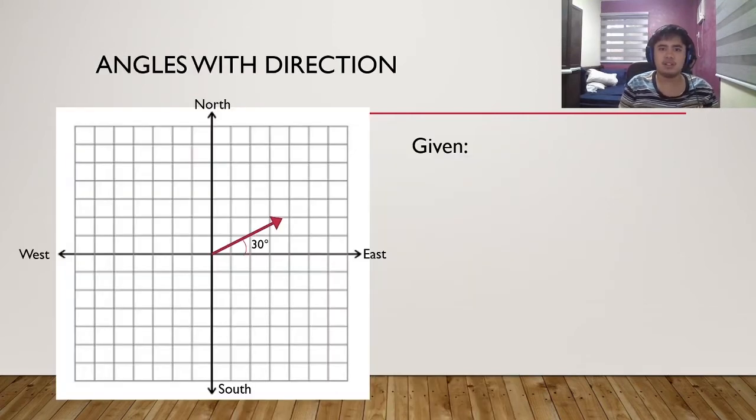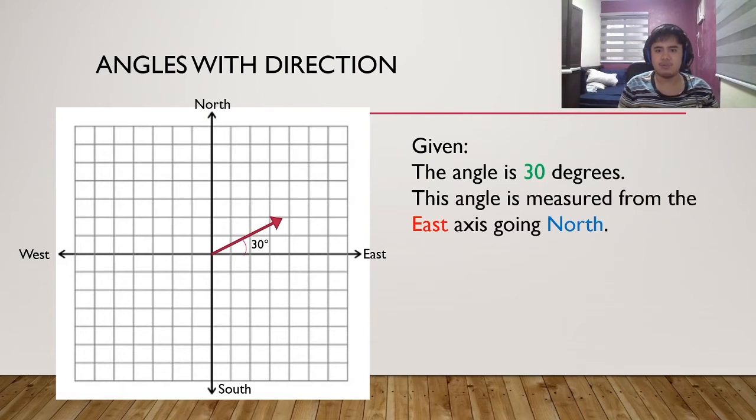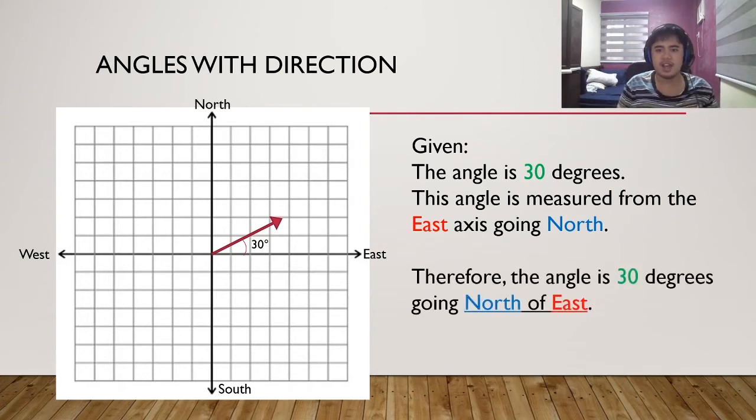Now let's talk about using angles and directions. We are given that the angle is 30 degrees, and that it is from the east axis. It is measured starting from the east axis and we're going north. Therefore, we can say that the angle is 30 degrees going north of east.